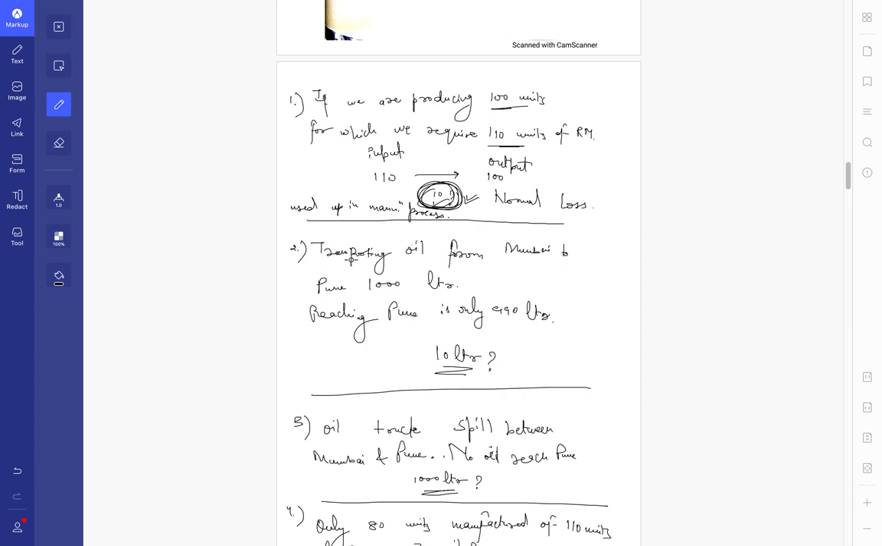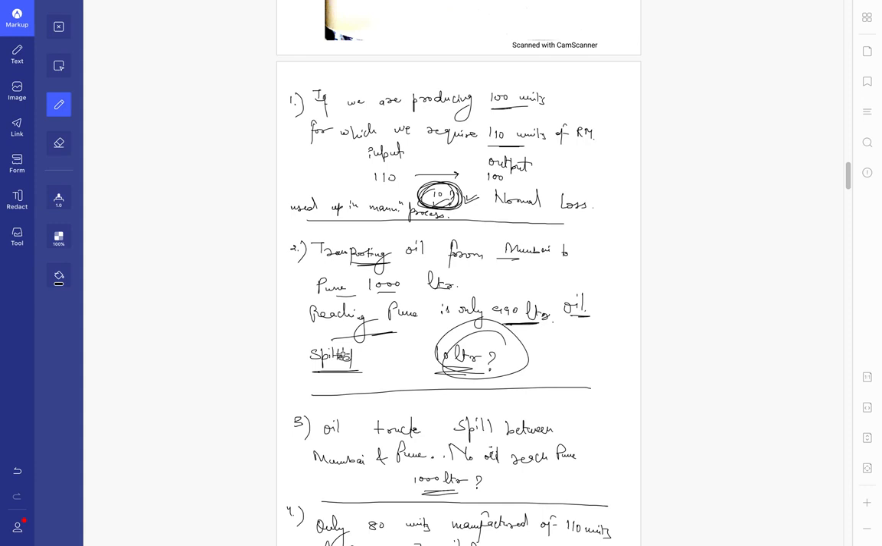let's say we are transporting oil from Mumbai to Pune, 1000 liters. But when it reaches Pune, only 990 liters of oil is able to reach Pune. So what happens to these 10 liters? It gets spilled. These 10 liters of oil get spilled in between.